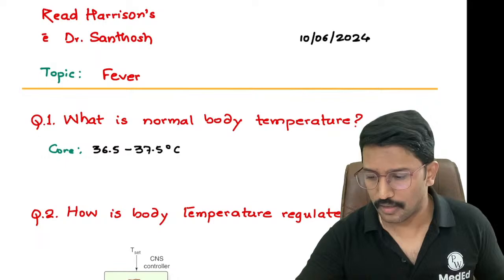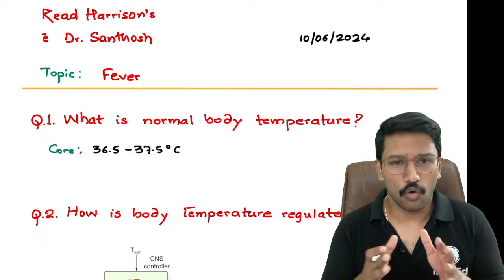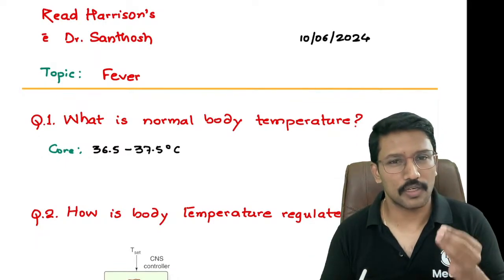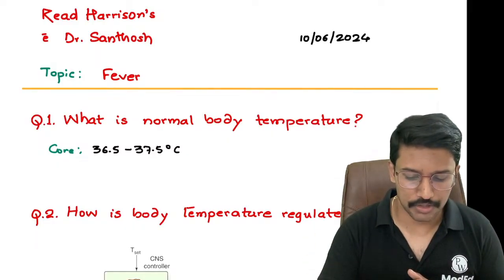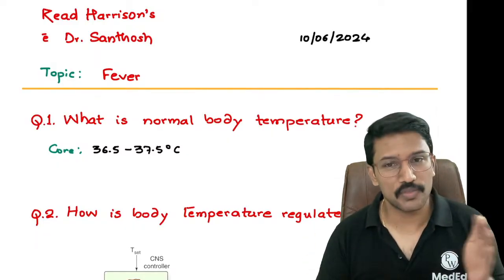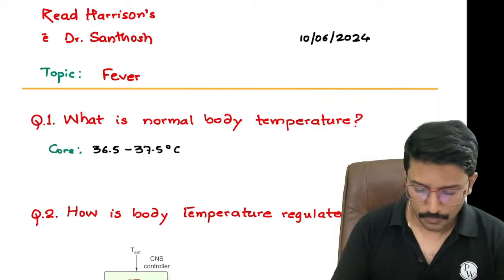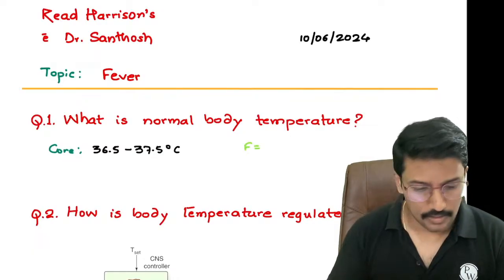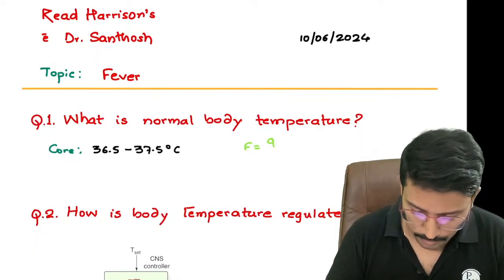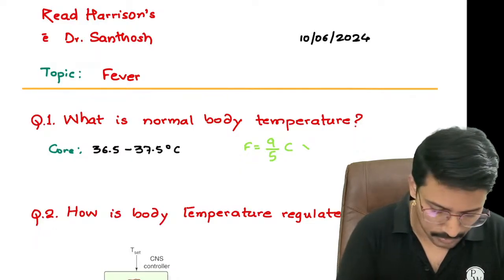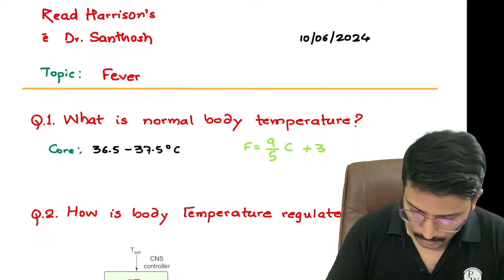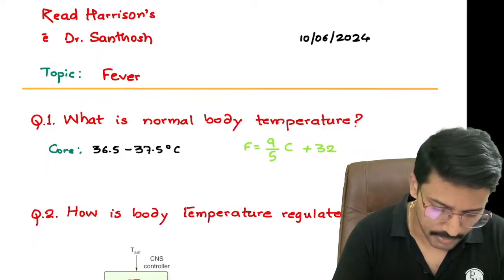So can anybody convert this core body temperature of 36.5 to 37.5 degrees Celsius into Fahrenheit? What is the formula for conversion of temperature from Celsius to Fahrenheit? The formula goes like this: Fahrenheit is equal to 9 by 5 times Celsius plus 32. So always remember this formula, it will come in handy.